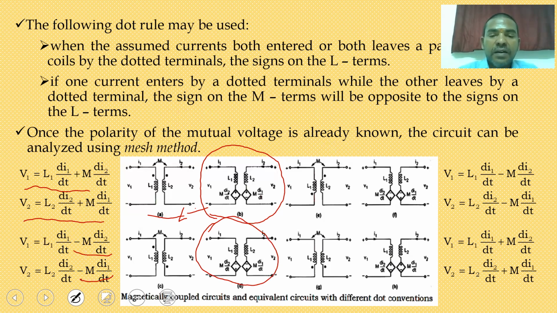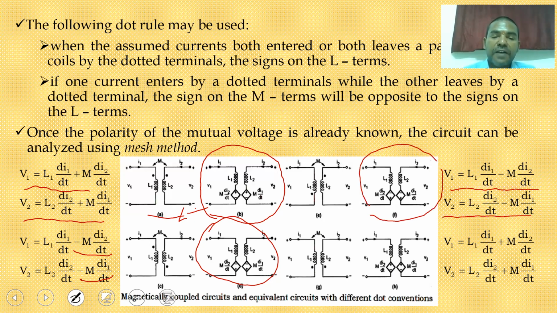Similarly, if you go for figure E, for this figure E also, I1 current is entering towards the ending dot and I2 current is entering towards the starting dot. So that mutual inductance must be negative, same as the previous case. So V1 is equal to L1 di1 by dt minus M di2 by dt. Similarly V2 is equal to L2 di2 by dt minus M di1 by dt. For figure E, this is your equivalent circuit.